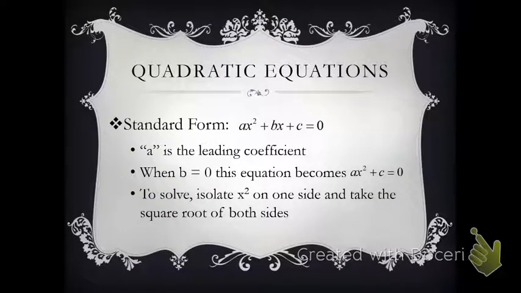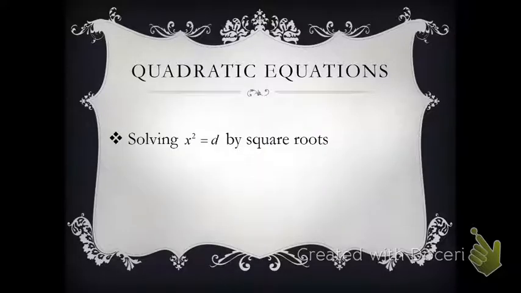For now though, when we have an equation that looks like ax squared plus c equals 0, we're going to first try to get the x squared by itself by using inverse operations, and then remember that we recently learned that to undo a square, you use a square root. So we'll be taking the square root of both sides. Once we've isolated the x squared, we're going to have an equation that looks like x squared equals some number. And depending on what that number is, we might have different types of solutions.